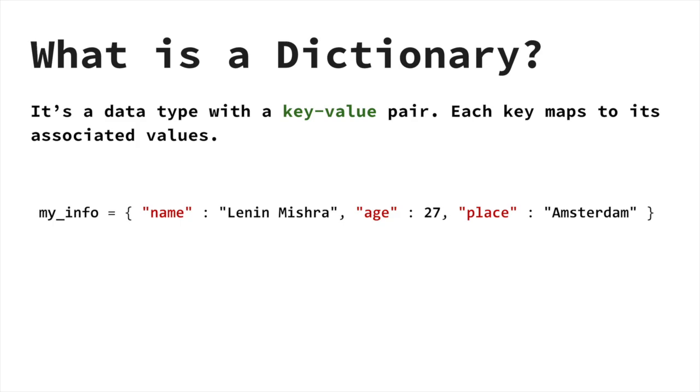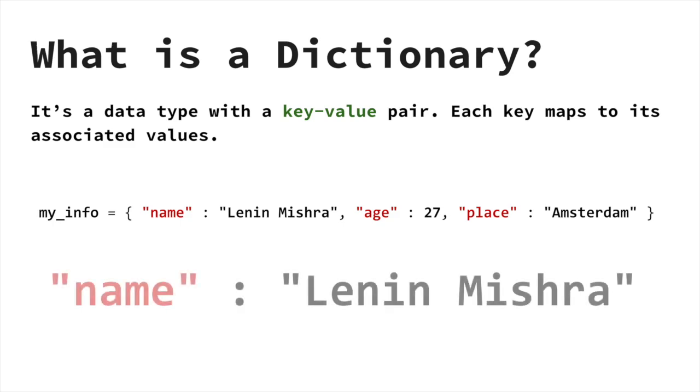For example, here I have a dictionary called my_info. I have a key called name and the value is Lenin Mishra. I have a key called age and the value is 27. I have a key called place and the value is Amsterdam. Notice that every key value pair is separated by a colon.